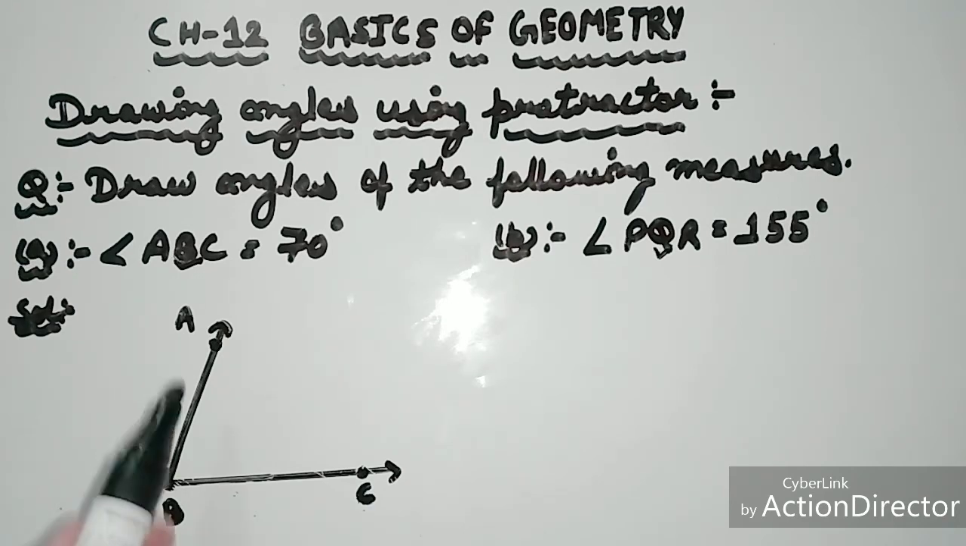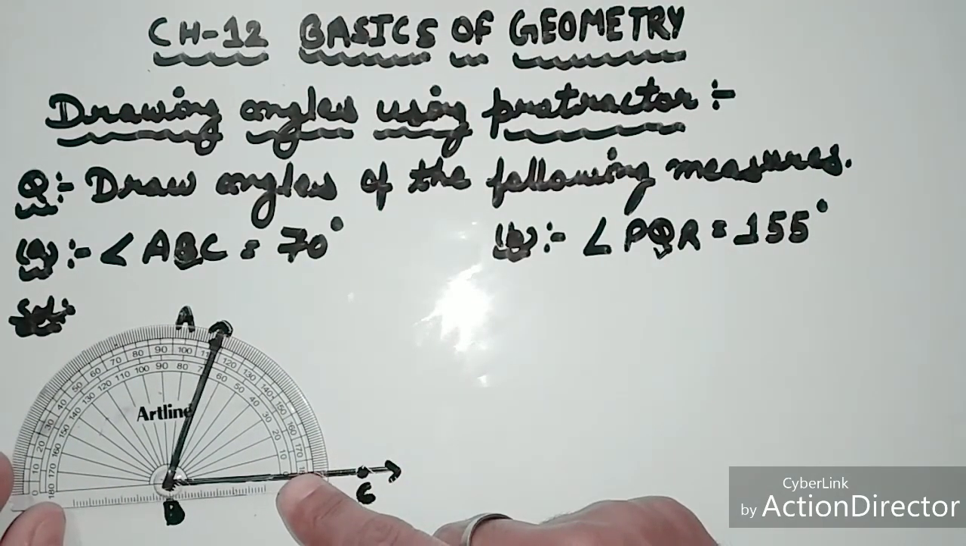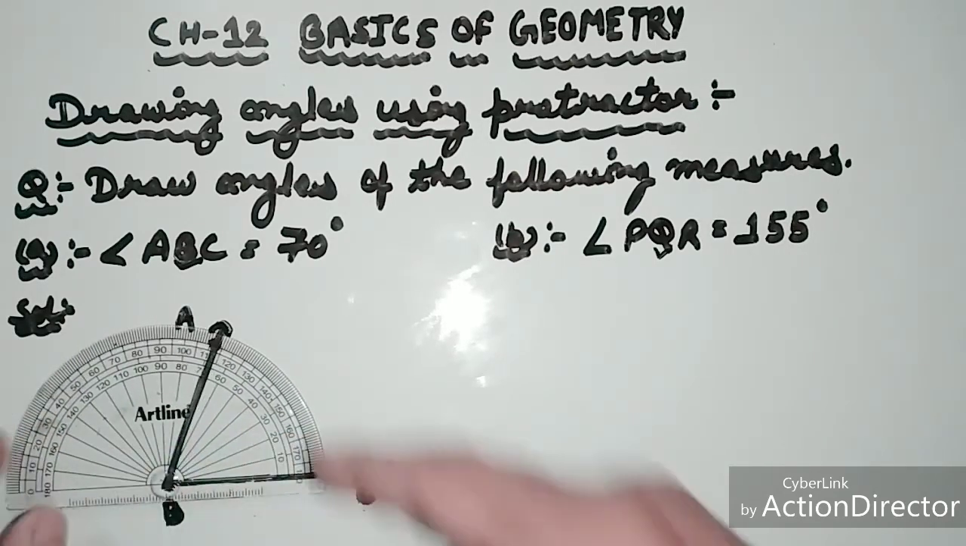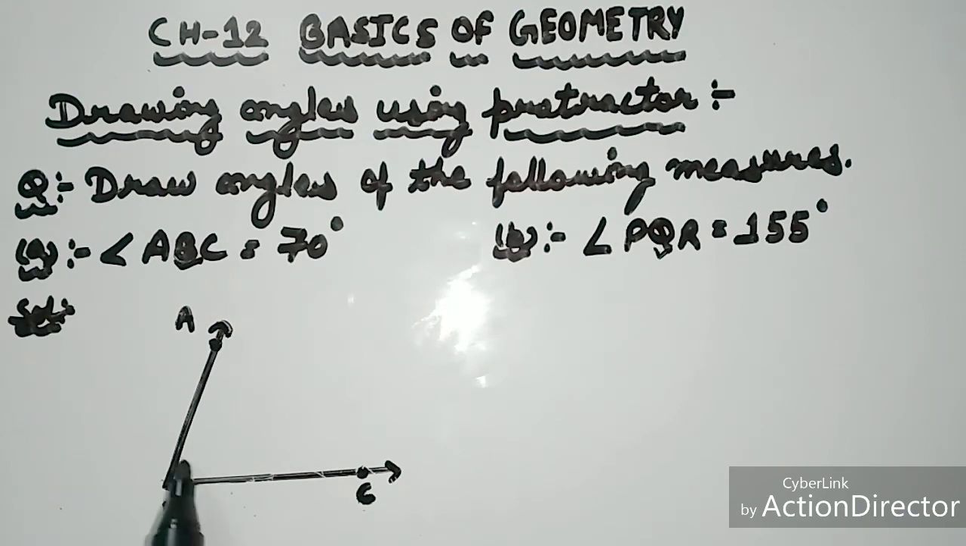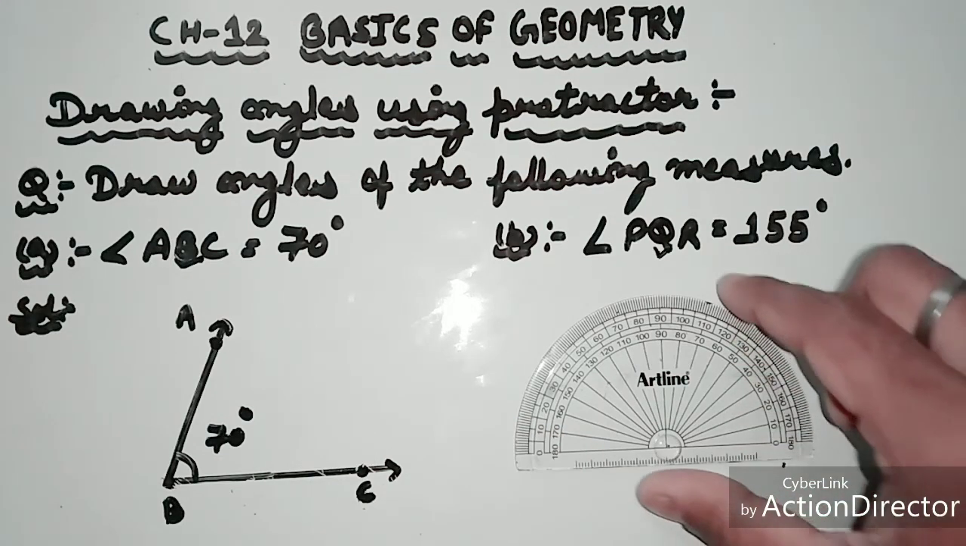Now again measure the angle ABC. So the center point aligns with point B. Here this angle is 70 degrees. Now here we write angle 70 degrees. We also use this method: first we mark a point, align with the center mark and align with 0 degrees, and after that we join this line and make the angle using this method.